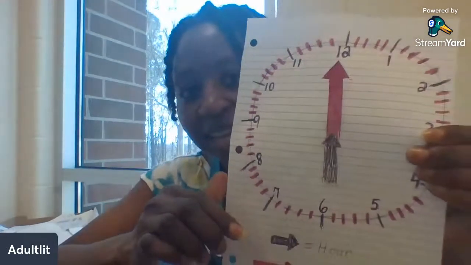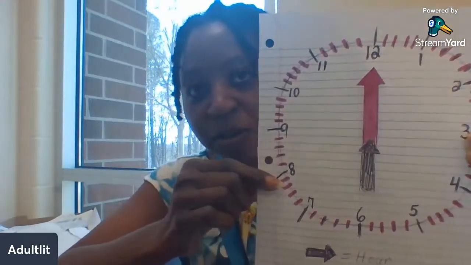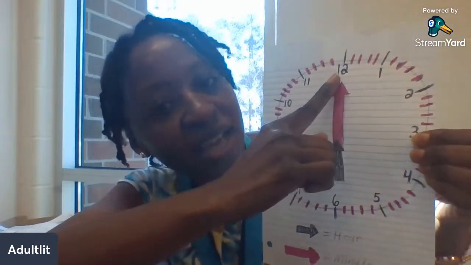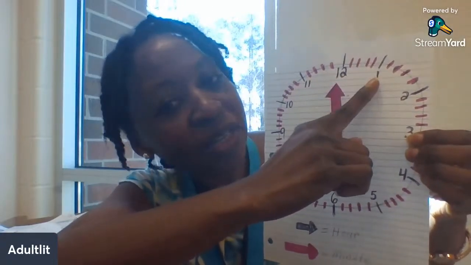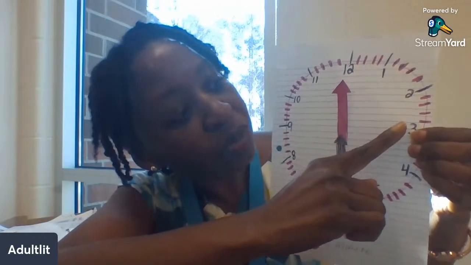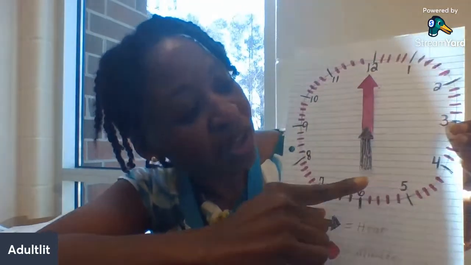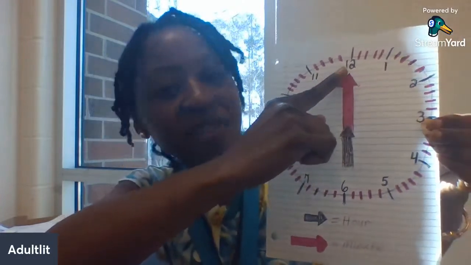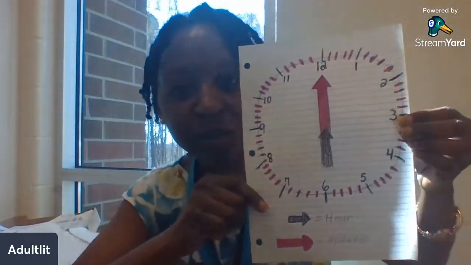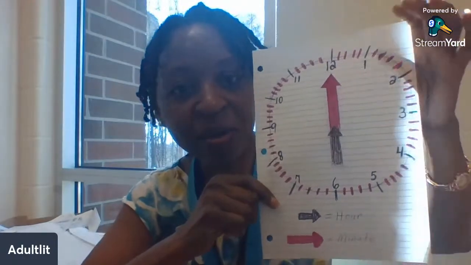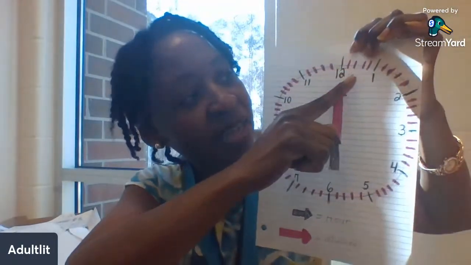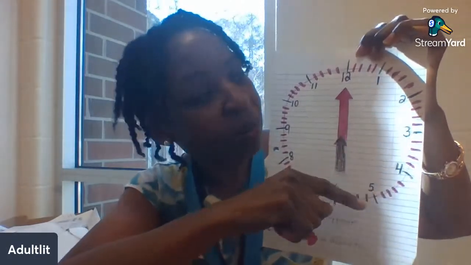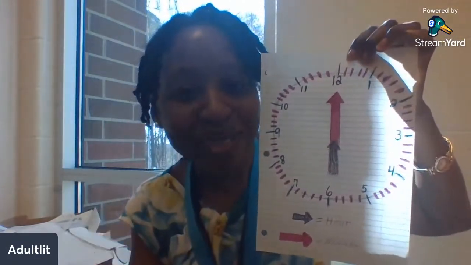Okay? And I have the hours written in black. I have 12 o'clock, 1, 2, 3, 4, 5, 6, 7, 8, 9, 10, 11, and 12. So write those. Those are the hours. And then I have these pink little markers there. That will represent the minutes.